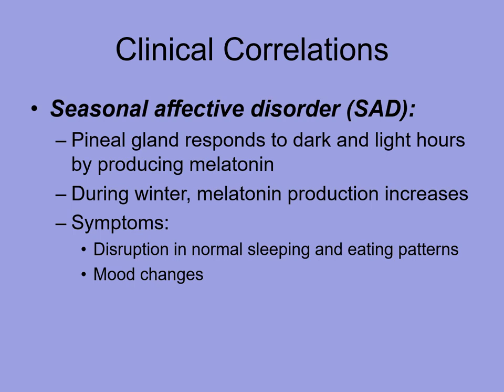What happens with increased melatonin production then is you have a disruption of the sleeping pattern, a disruption in the eating patterns, and sometimes mood changes. For a long time, this was not really thought of as a disorder, but it now is certainly recognized as an actual disorder. People tend to have these mood swings. They tend oftentimes to get very depressed then in the wintertime.